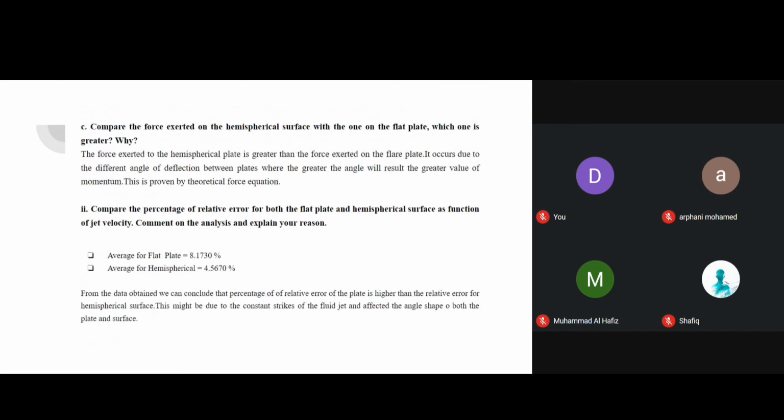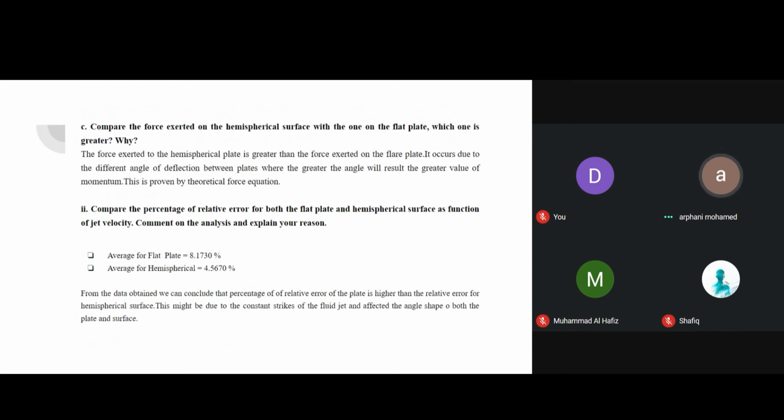Okay, we'll continue for discussion C. Discussion C is to compare the force exerted on the hemispherical surface with the one on the flat plate, which one is greater, and state the reason. So the force exerted on the hemispherical plate is greater than the force exerted on the flat plate. It occurred due to the different action between plates, where the greater the angle, the greater the change of momentum. This is proven by the theoretical force equation I highlighted just now.